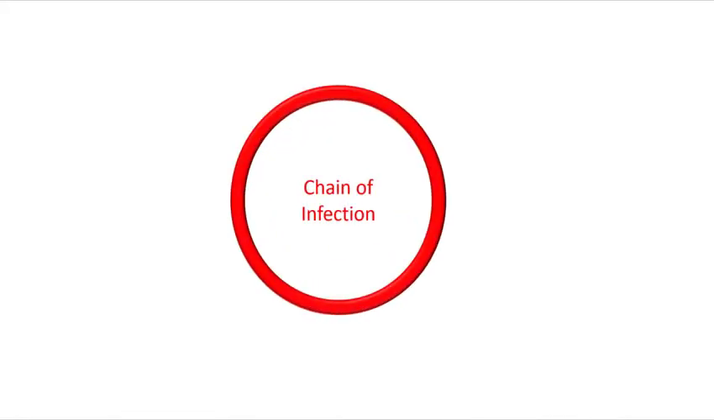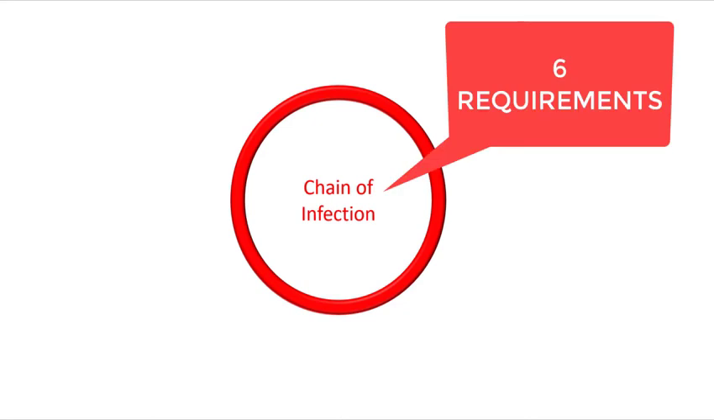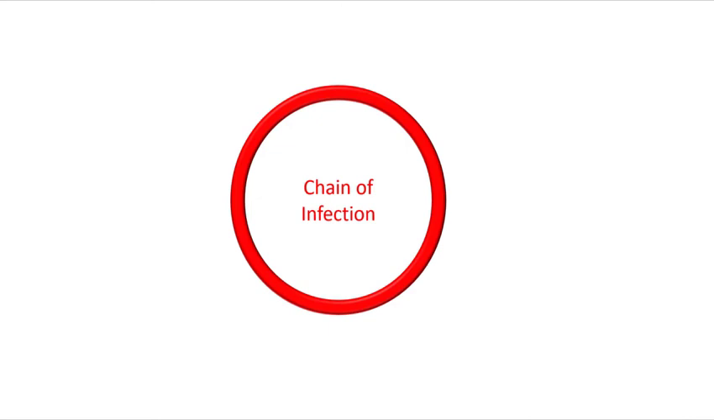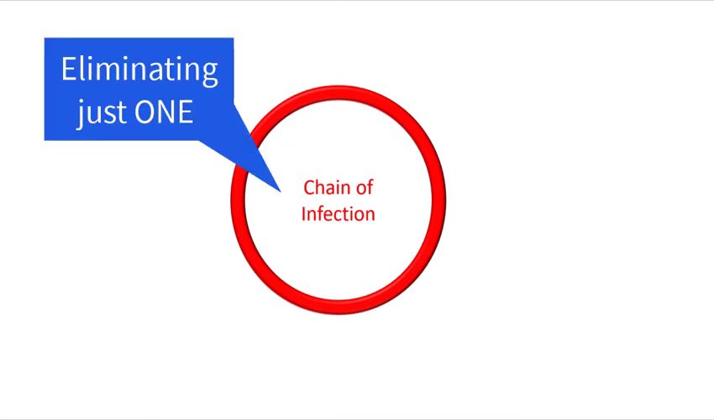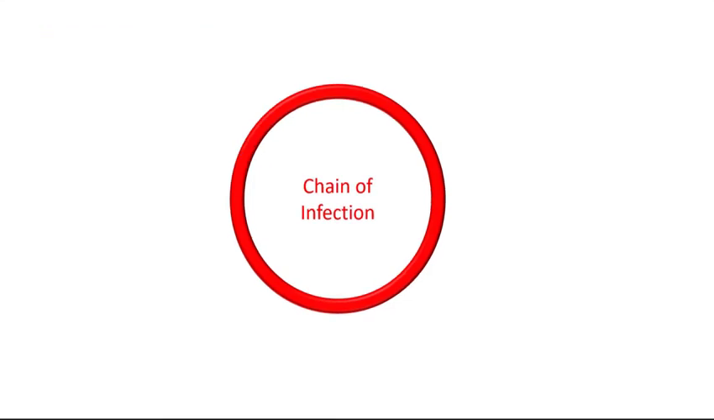So let's talk about the chain of infection. Many infections can be passed from one person to another. However, for this to occur, 6 requirements must be met. And these 6 requirements are called the chain of infection. Eliminating just one link in the chain can prevent an infection from spreading. So let's take a closer look at the 6 links in the chain of infection.